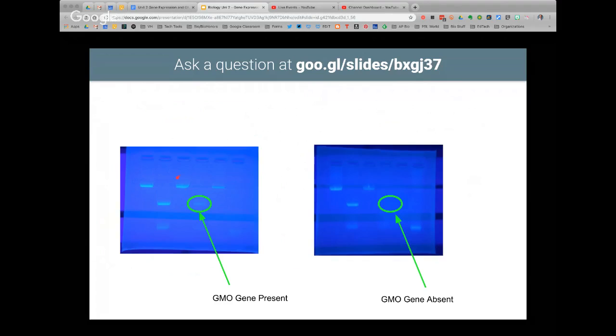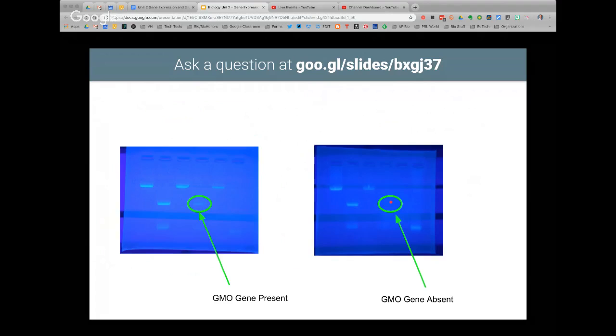And so all of us should have had a band right here showing that we had successfully copied DNA. Now, if we had a band show up right here that matched the GMO gene, this tells us the GMO gene's present in our food sample, telling us a genetically modified organism. If the band is absent, but we do have a plant band right here, that tells us we successfully had DNA, but that DNA did not contain a GMO gene, therefore it's a non-GMO plant.